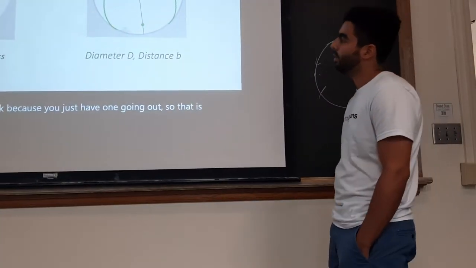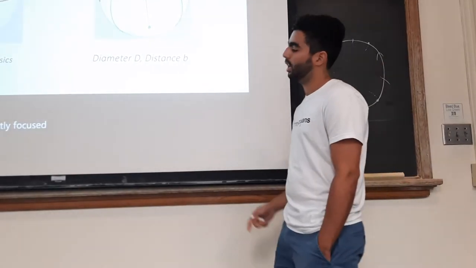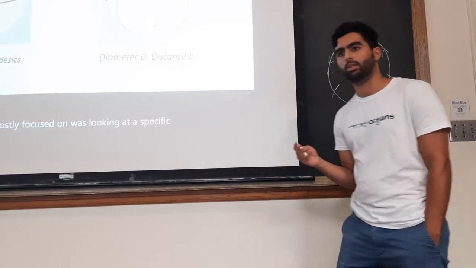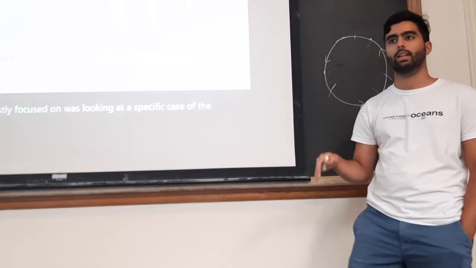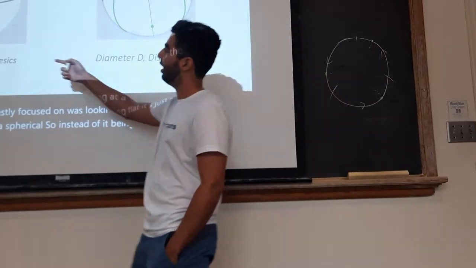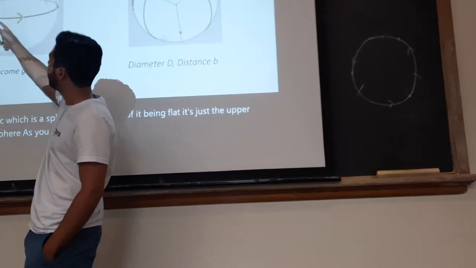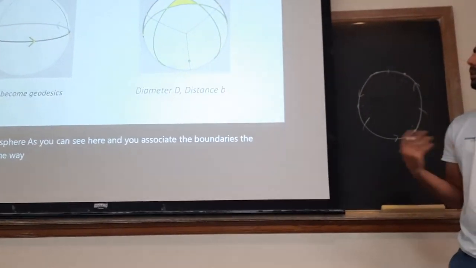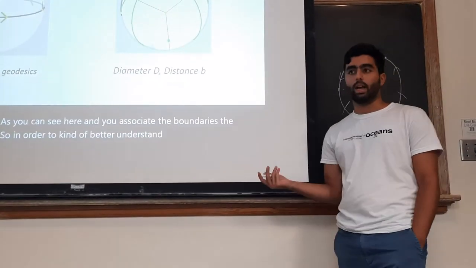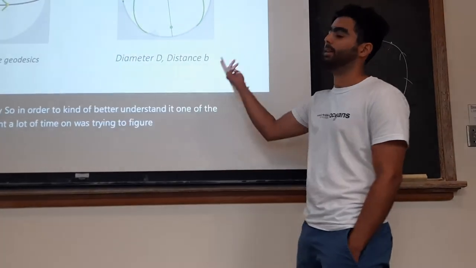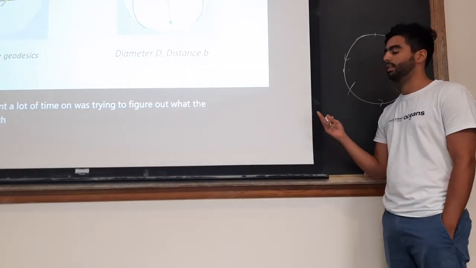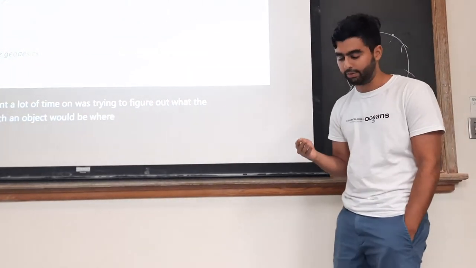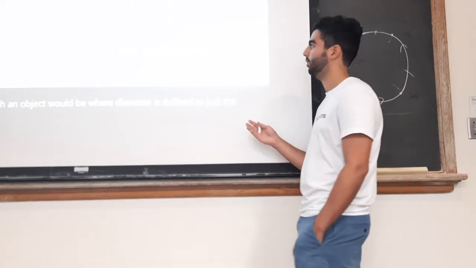What I mostly focused on was looking at a specific case of the mod 3 disk, which is spherical. So instead of it being flat, it's just the upper half of a sphere, as you can see here, and you associate the boundaries the exact same way. In order to better understand it, one of the problems I spent a lot of time on was trying to figure out what the diameter of such an object would be, where diameter is defined as just the furthest two points can be on any part of the sphere.